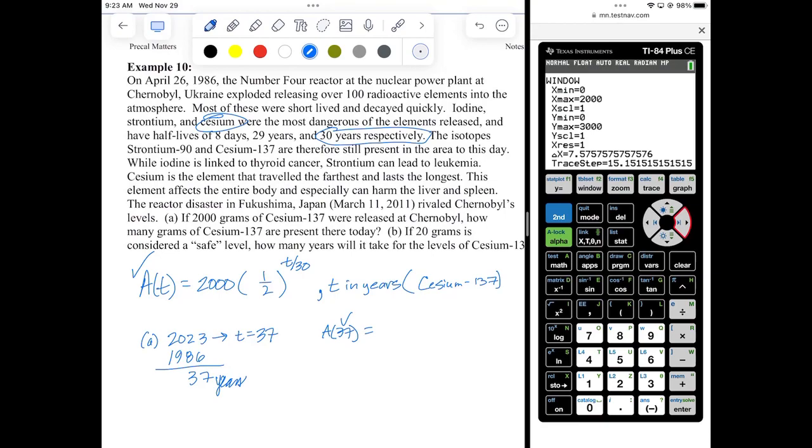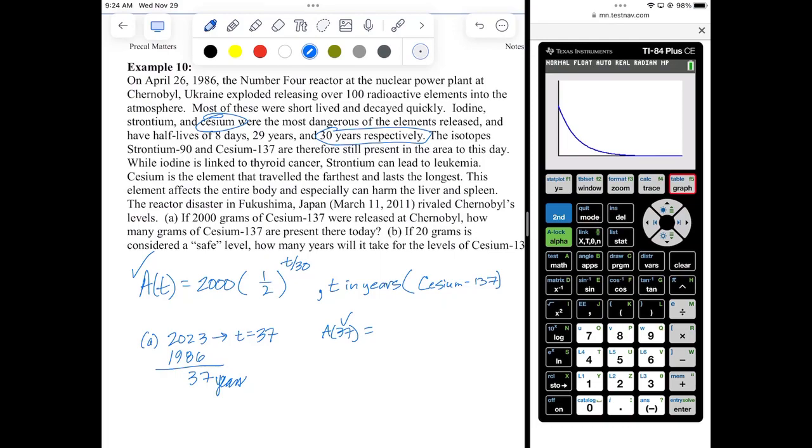If we go 10 half-lives, that's 300 years, right? Let's actually trim that down instead of 2,000. Let's go to 300. That'll give us 10 half-lives. There you go. Now I have it in Y1. I can see it decaying.